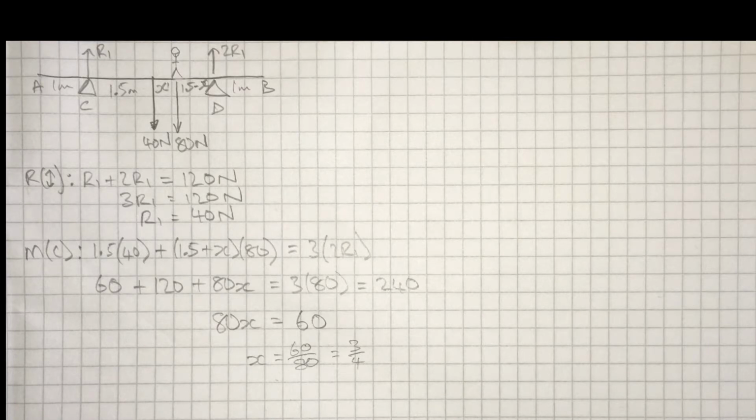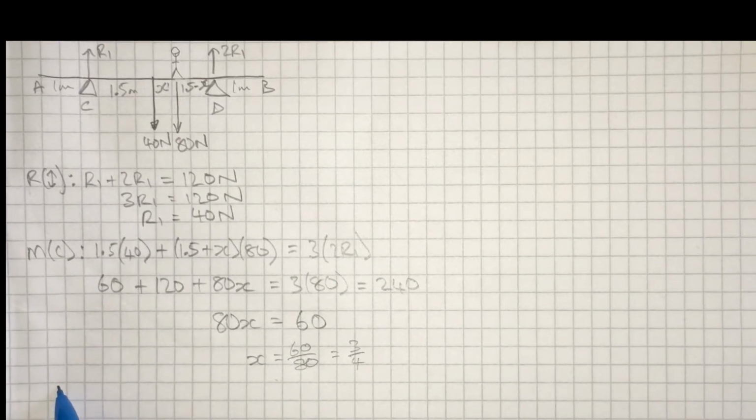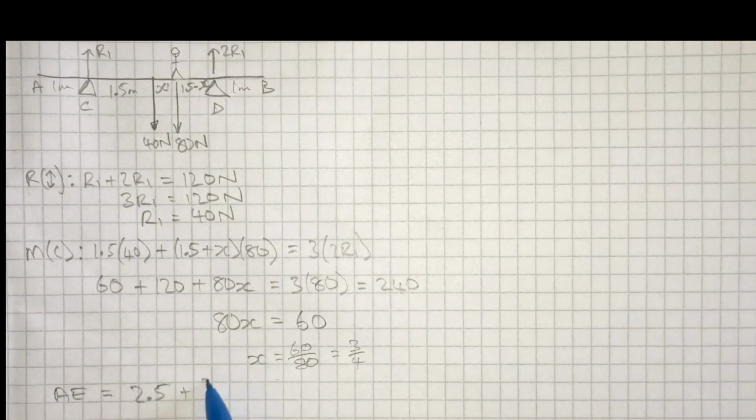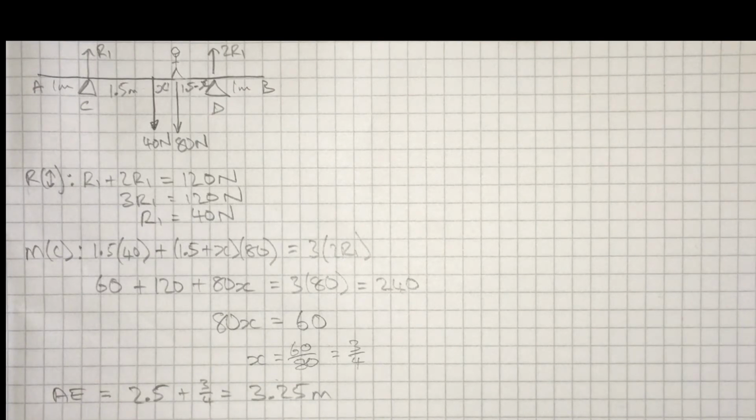All right, be really careful. Let's look back to the model. That is only the distance between the center of mass and the position of the man. The question had asked for the distance AE, the distance from A to the center of the man. So all in all, that's going to be 2.5 plus our X value. So that's 2.5 plus 3/4, which gives us 3.25 meters.